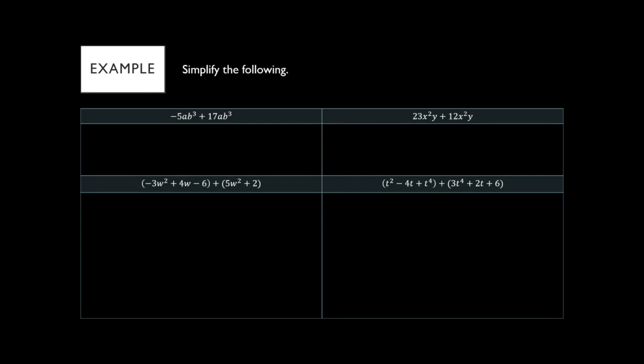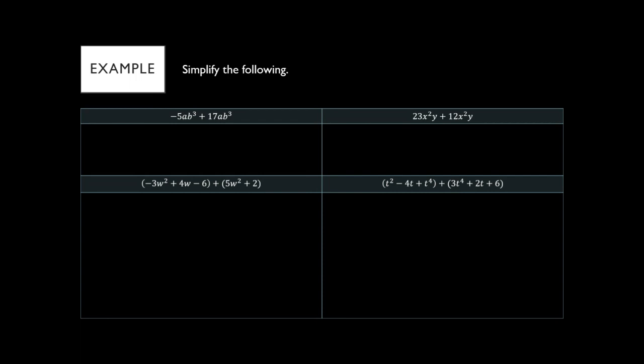So we have negative 5ab cubed plus 17ab cubed. These are like terms because they both have a with no exponent, and they both have b with an exponent of 3.